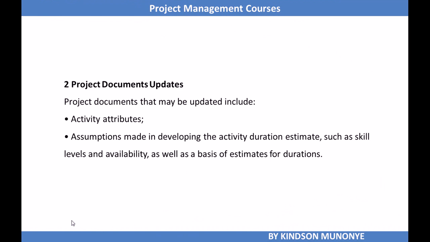Alright, another output is project document updates. They may include updates to the activity attributes, updates to assumptions made in developing the activity duration estimates, such as the skill level and availability, as well as the basis for duration estimates.